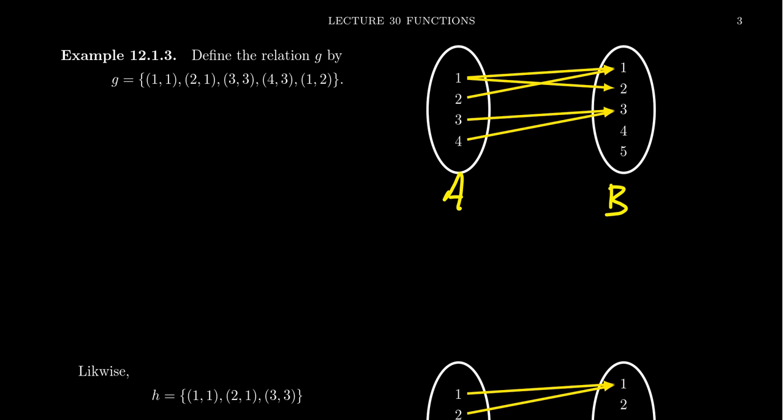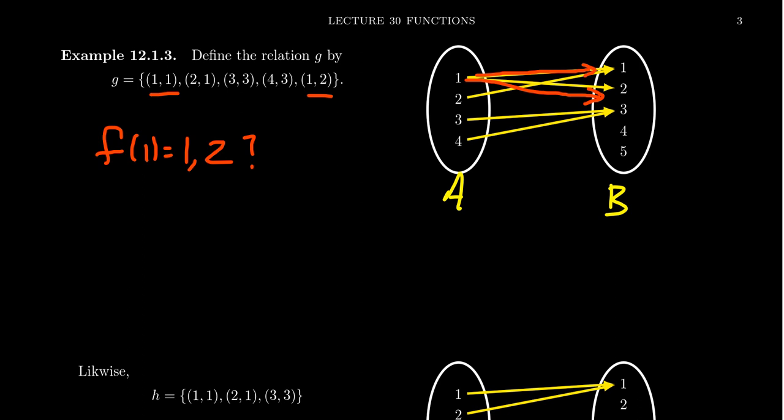So the following is not a function relationship here. We have (1, 1), (2, 1), (3, 3), (4, 3), and (1, 2). So the issue here comes to the first and last pair. The number one is actually used in two different ordered pairs. With regard to our diagram, we're getting two arrows that come out of one. One gets mapped to one, and one gets mapped to two. So we have that f of 1 equals 1, and it equals 2. Which one is it? It can't be both. It's got to be one or the other.